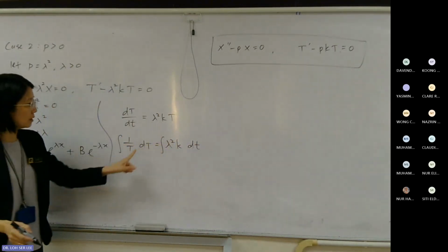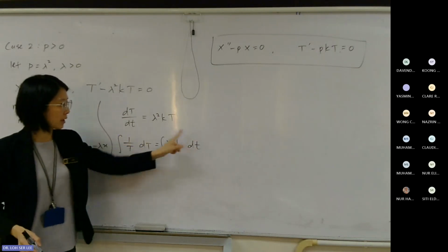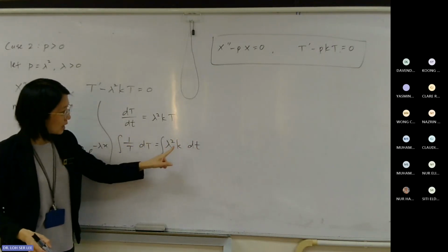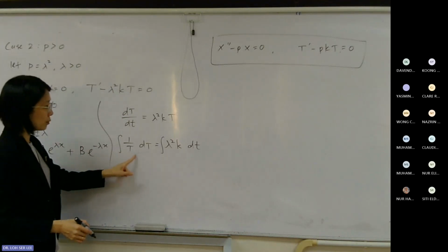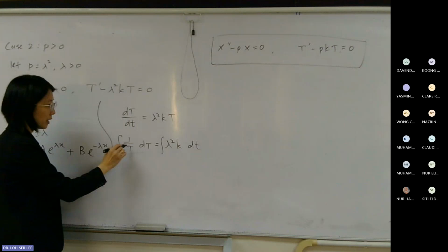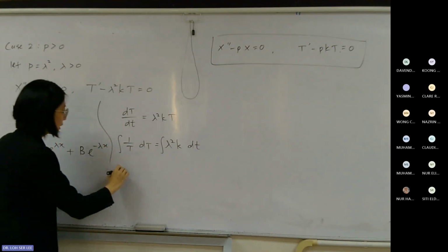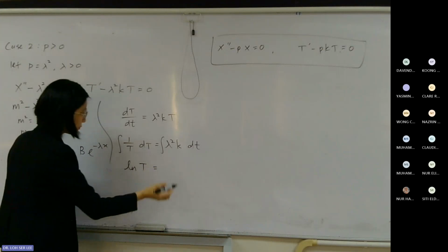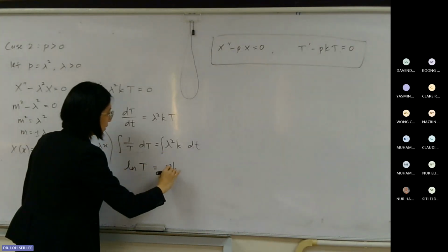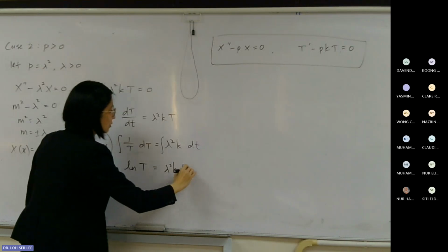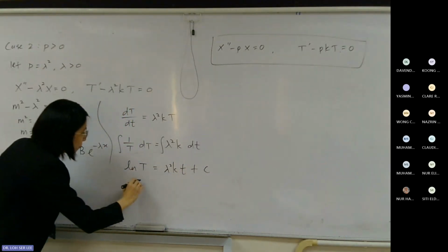You have this. So on the left you have uppercase T, on the right you have lowercase t. This lambda and k are constants. So when we solve this, integrate 1 over T with respect to T, you get a log T. This is a constant, plus c.